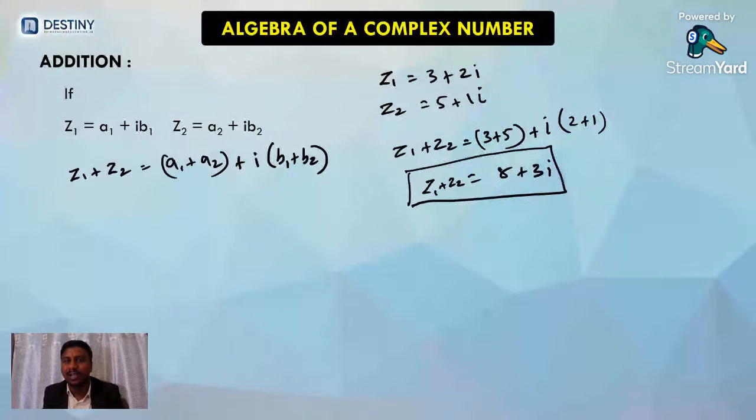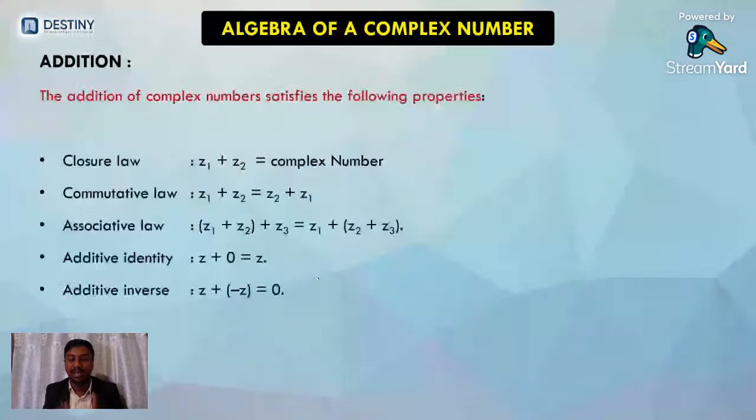What is the only one condition? You should add the real number with real number and imaginary number with imaginary number. That's it. No conditions. The same condition is also applicable for subtraction also. But here for addition, it will satisfy the following properties. Closure law. Closure law in the sense, if I add two complex numbers, the result also will be a complex number. That is the closure law.